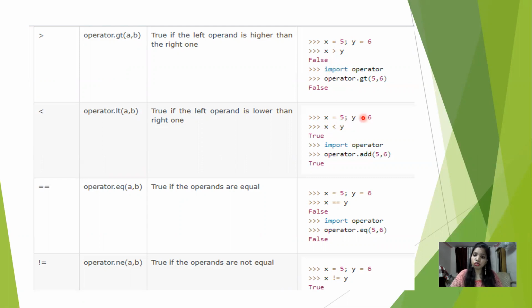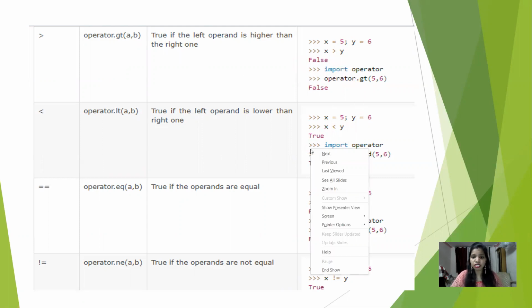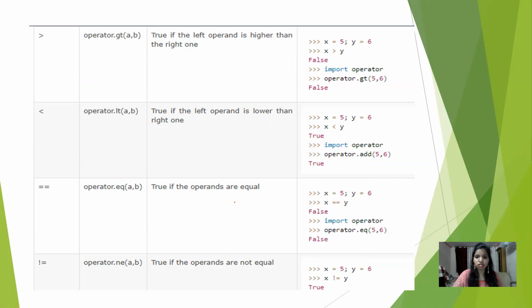Now x is 5, y equals 6, x less than y, it is true. That's why it's showing true. In the form of operator, for greater than you can use dot gt. This is wrong, it is not add. For less than it will use dot lt. Greater than is dot gt, less than is dot lt.